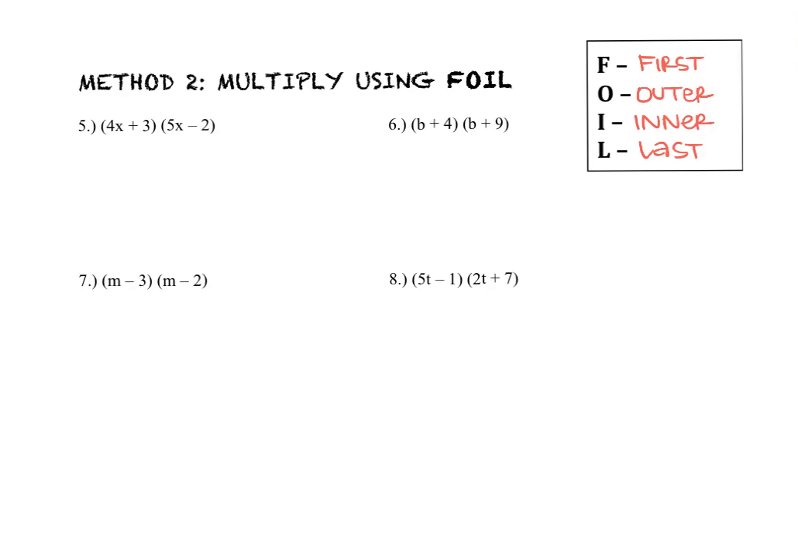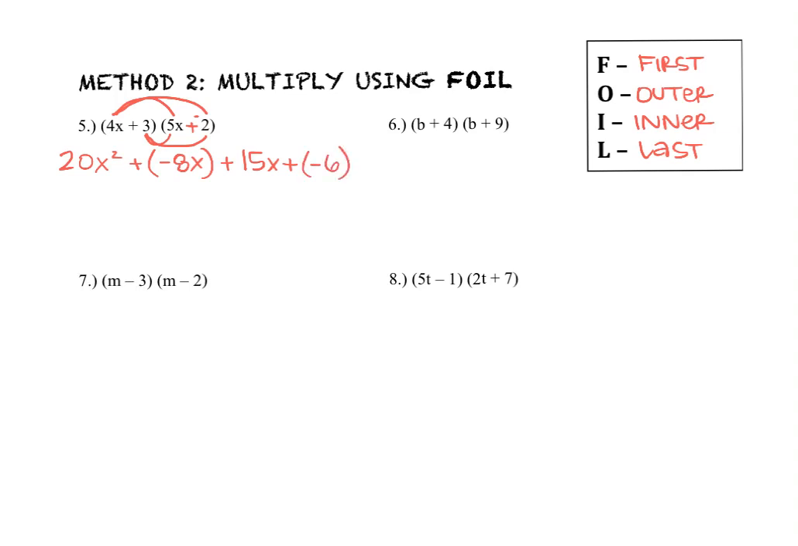Okay, so we are first doing the first term in each binomial. So 4x times 5x would be 20x squared. Then I'm going to do the outer terms. Now, it's going to be easiest if you make everything addition. So this would be 4x times -2, which is -8x. Then I'm next doing the inner terms, the ones on the inside there. And so this would be 3 times 5x, which is 15x. And then finally, the last terms, which would be 3 times -2, which is -6.